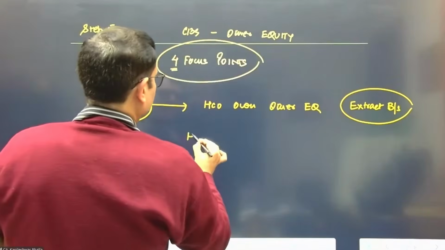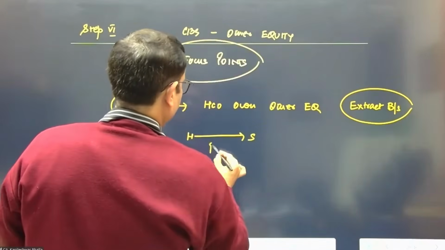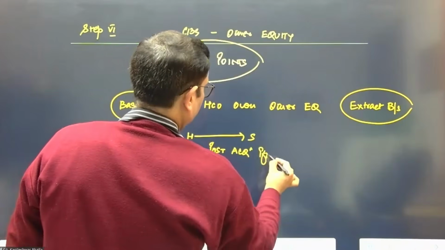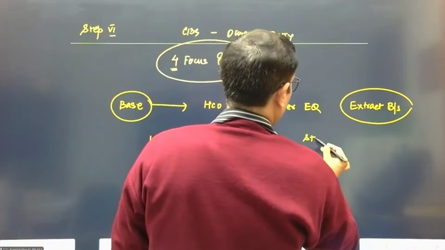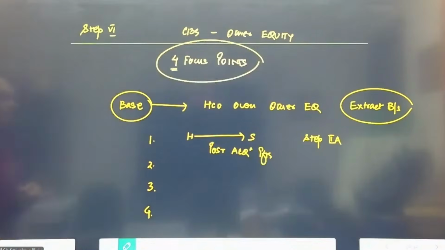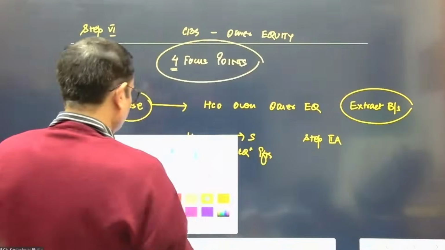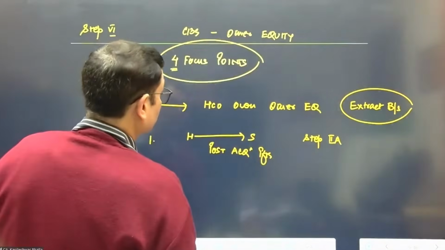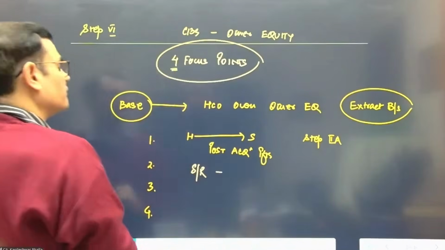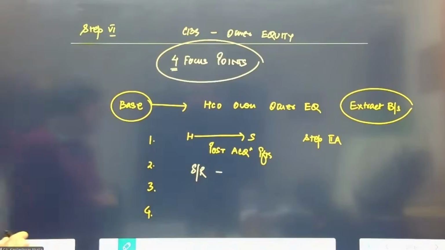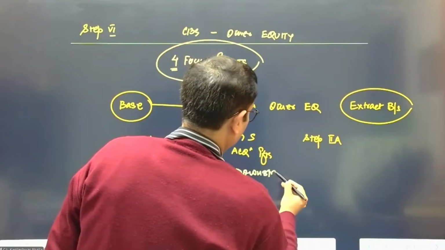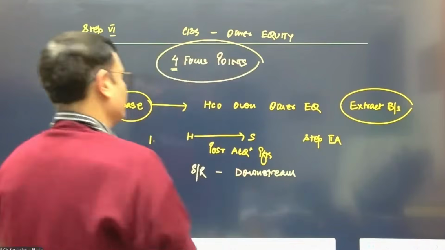So we will consider the holding share in subsidiary post-acquisition profits. You'll get this from step number 2A. The second focus point is the stock reserve, upstream or downstream? Downstream, that's right. We'll take downstream. That would be reduced from this place.